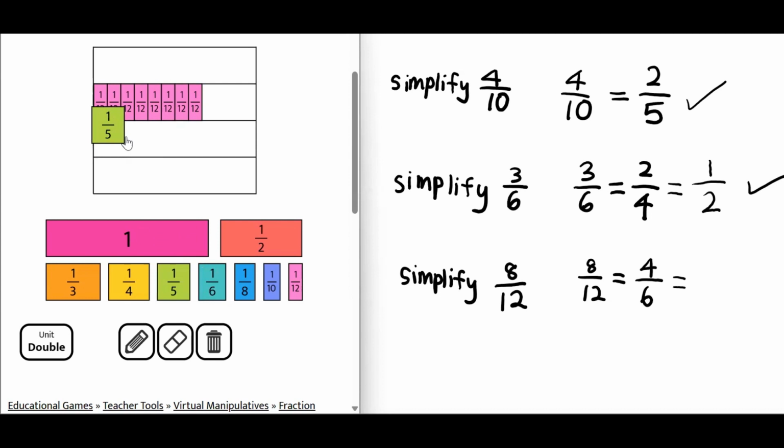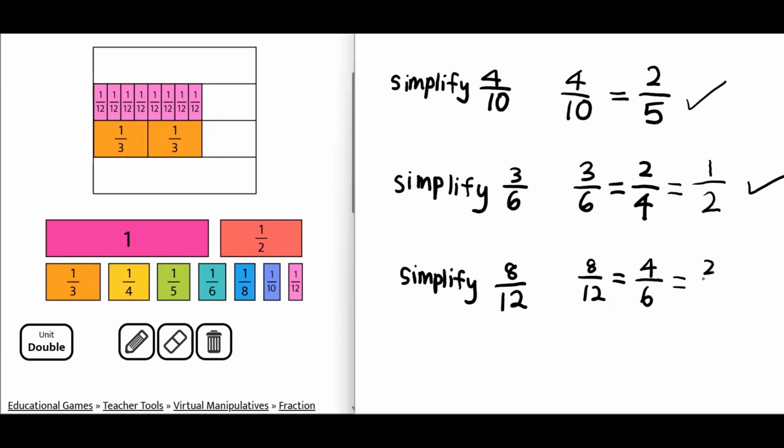Let's try 1/5 now. Nope, it doesn't work. Let's try 1/4. Nope, it also doesn't work. Let's try 1/3. Okay, I managed to get it to be the same length. So I'll write 2/3.